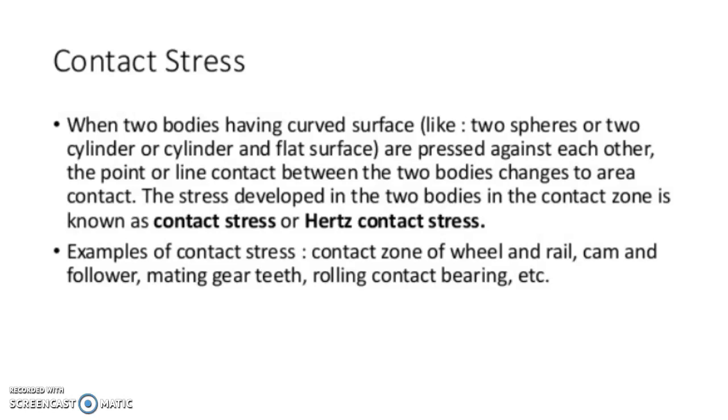For example, contact zone of the wheel and rail, cam and follower, mating gear teeth, rolling contact bearing, etc. Okay, so these are the different types of stresses induced in mechanical components, and we have to study the details and the problems in this section. So please study the general behavior of stresses and the different kinds of stresses through this section. Okay, thank you.